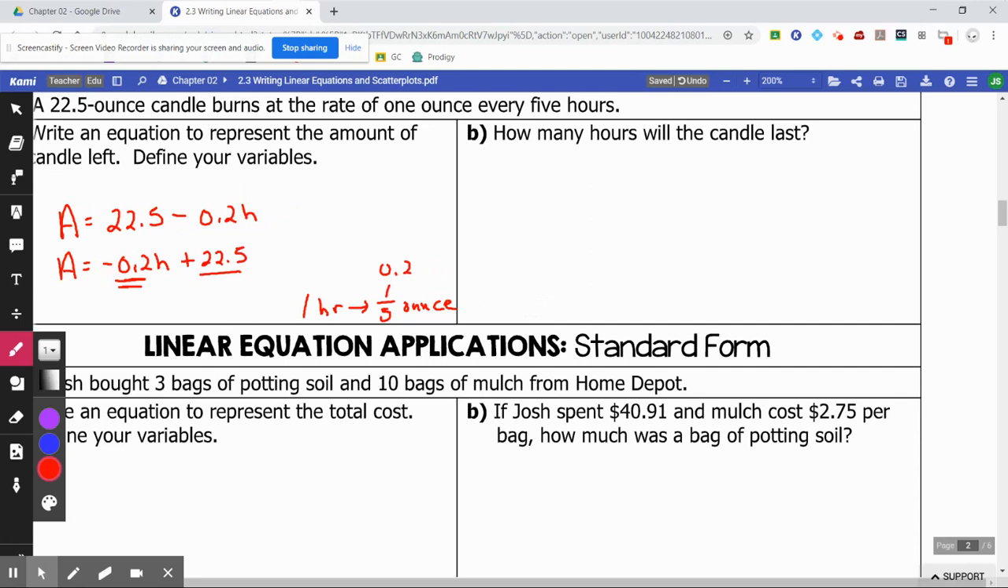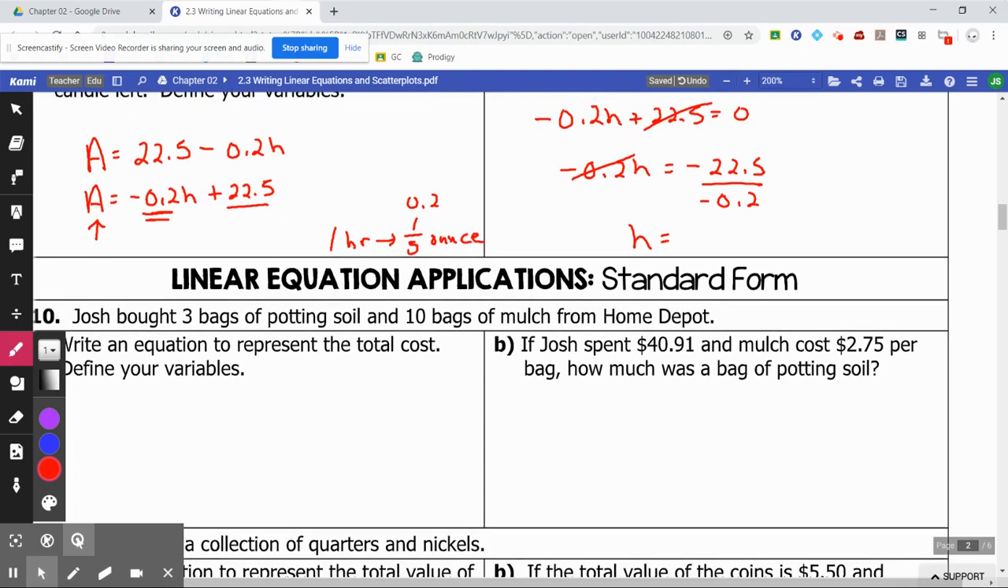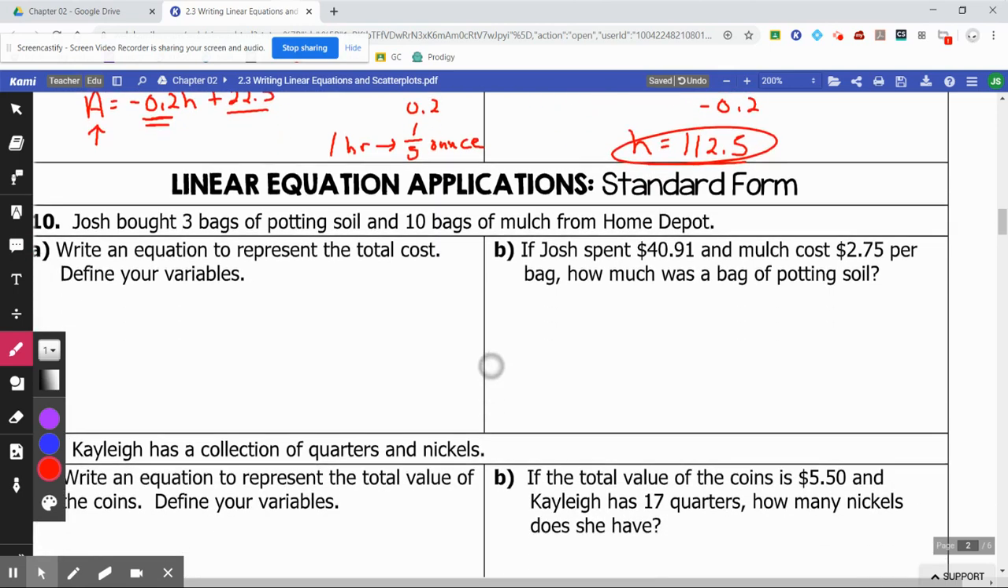So how many hours will the candle last? Okay, it's going to last until our amount is equal to 0. You have none left. So to figure out how long that'll last, again, we're going to take out our A value. We're going to put in 0, move the 22.5 over. It gives you 0.2H equals negative 22.5. To get rid of the negative 0.2, you're going to divide by it, and you're going to find out that your hours would be 112.5. So your candle would last 112.5 hours.